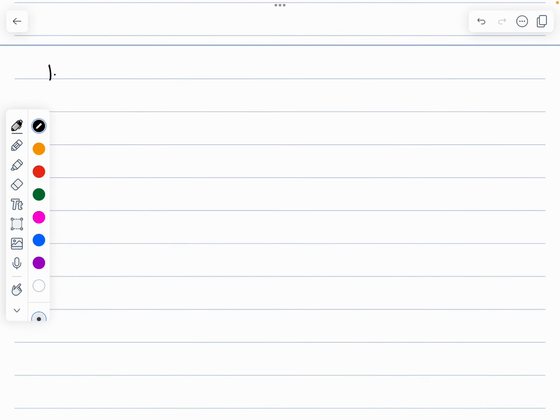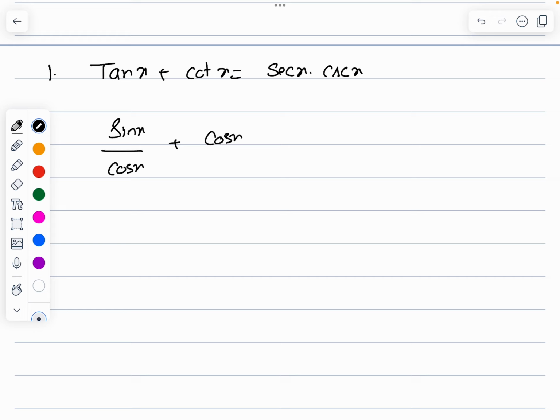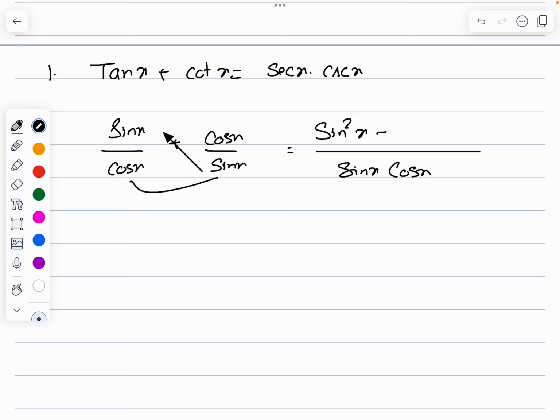The first one, show that tan x plus cot x equals secant x times cosecant x. Tan x is sin x upon cos x. Cot x is cos x upon sin x. Then I take the common denominator, multiply both. It becomes sin x times cos x. Cross multiplication. Sin x times sin x is sin square x. Cos x times cos x is cos square x. Just now we learned sin square x plus cos square x is 1.